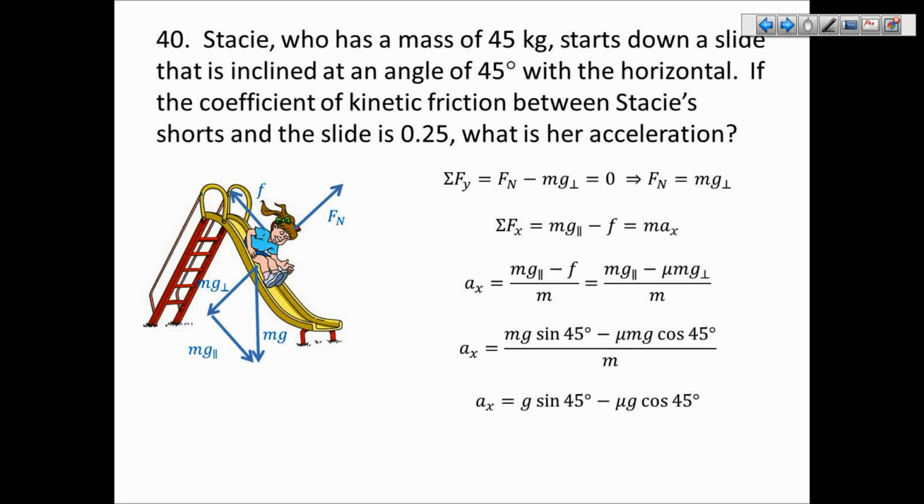We know g, because it's a pretty safe assumption, she's sliding on the earth, and we can plug in mu because they tell us it's 0.25. We find out that her acceleration down the slide is 5.2 meters per second squared.